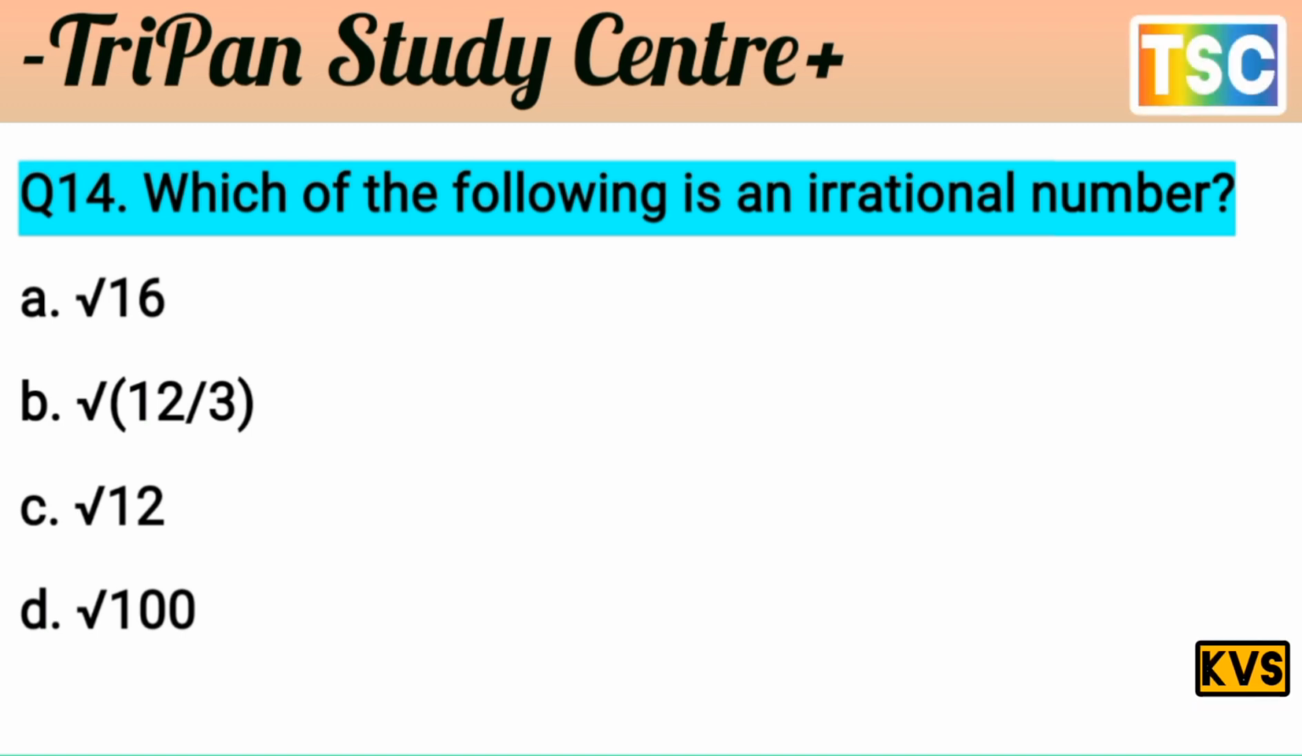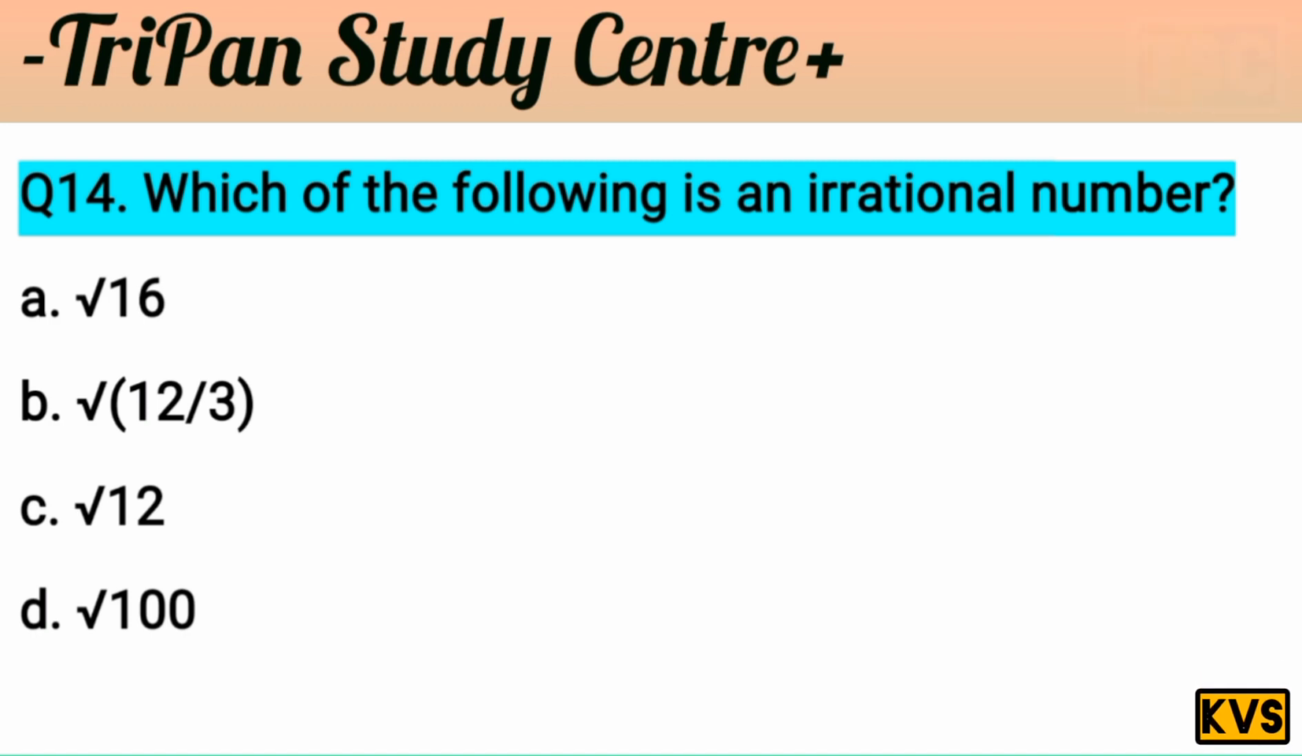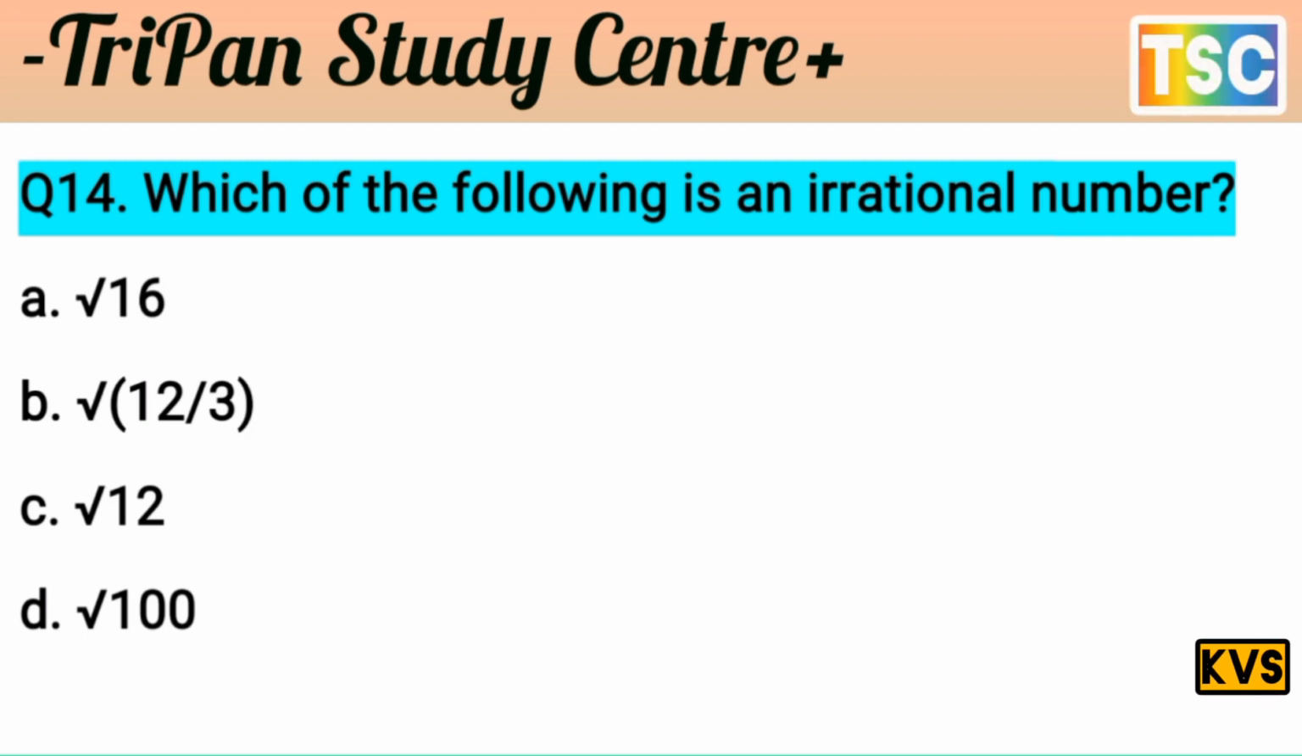You must have a thought of your answer. Let's see the answer to this question. Which of the following is an irrational number? First of all, check option A. Square root of 16 is equal to 4, so it is a rational number. Equal to only 4 here.